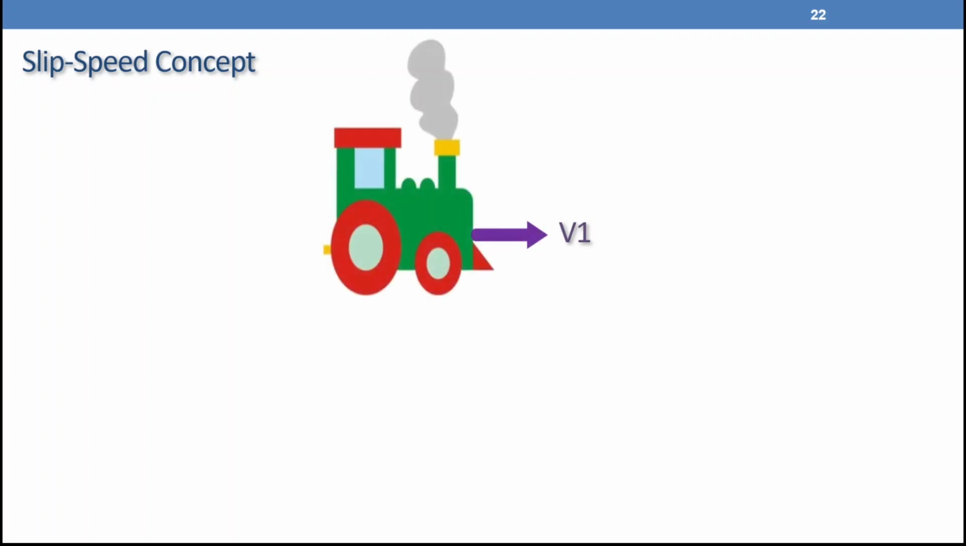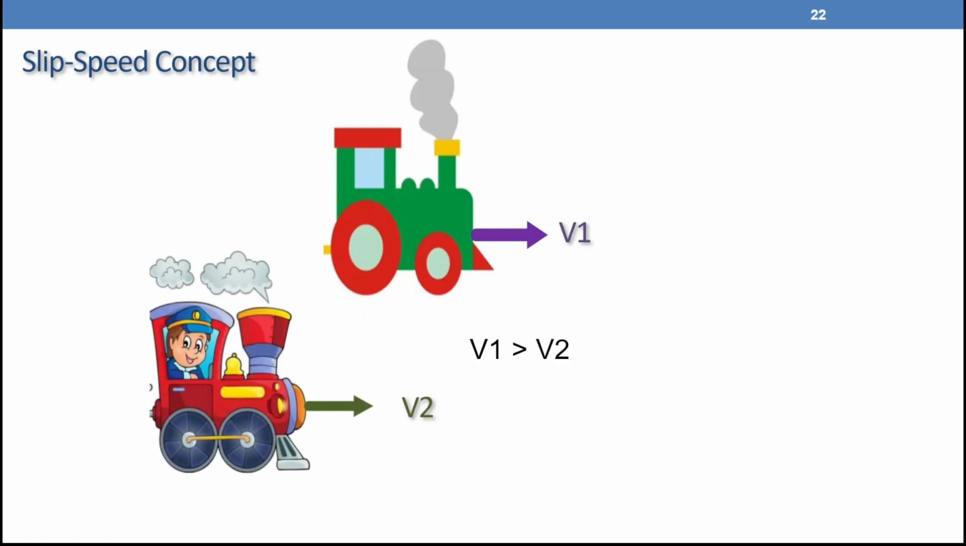We understand the meaning of the word slip and the meaning of the word speed, but what is slip speed? To explain that, we need to look at this example. Assume we have a train running at a speed V1 km per hour. And on a parallel rail, we have another train running at V2 km per hour, where V1 is more than V2. What is the speed of this driver? The speed of the driver is the difference between V1 and V2, delta V equals V1 minus V2. If the second train catches the first train, the speed of this driver is 0.